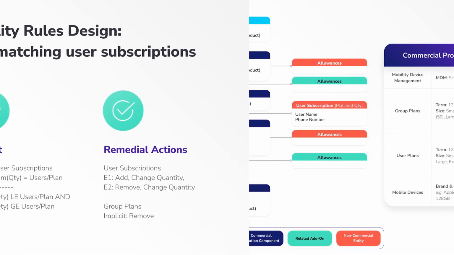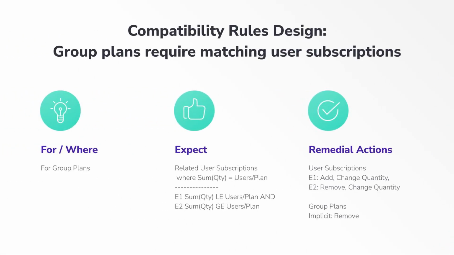This rule can be restated in a more structured way by saying, for group plans, expect the total related user subscriptions to be greater than or equal to the users per plan, and less than or equal to the users per plan. Although this sounds redundant, we state the rule in both ways so that the remedial actions can correctly suggest a precise alteration, up or down, that we need to make to comply with the rule.